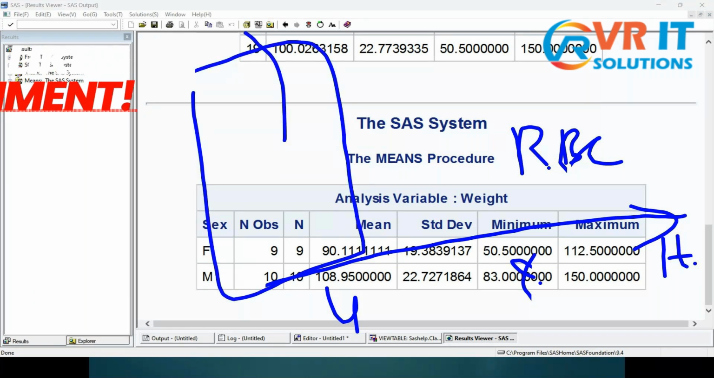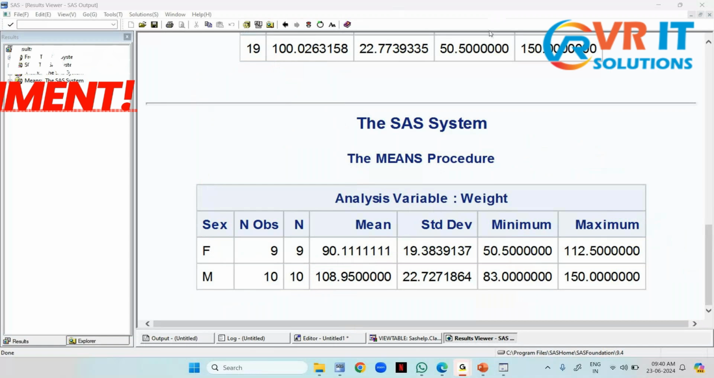Now we can understand how the RBC is affected, how it is fluctuating after giving the drug and how the RBC count was before giving the drug. So that type of analysis. A lot of analysis can be done through SAS, and we can find out how many adverse events.